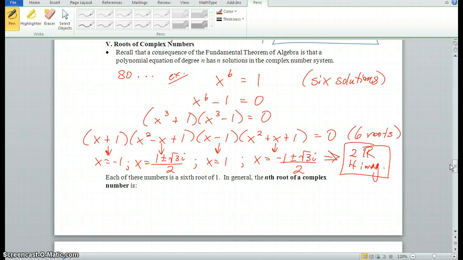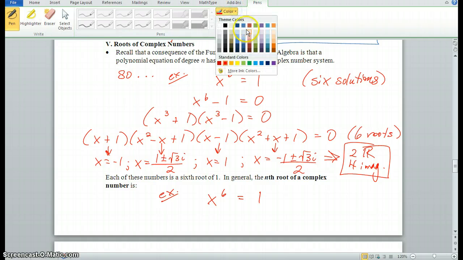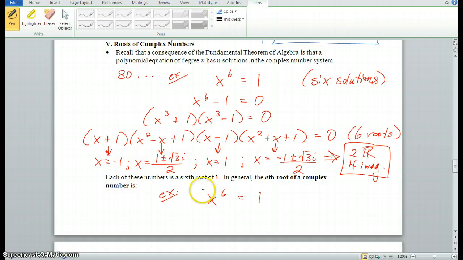In general, the nth root of a complex number is as follows. For example, if I asked you again to look at the same problem, x to the 6th equals 1, we can solve this, you would think, just as easily by taking the 6th root of both sides, and you would be right if all I asked you were for the real solutions. So x would be equal to plus or minus, don't forget because it's an even root, plus or minus 1. But what about the imaginaries?